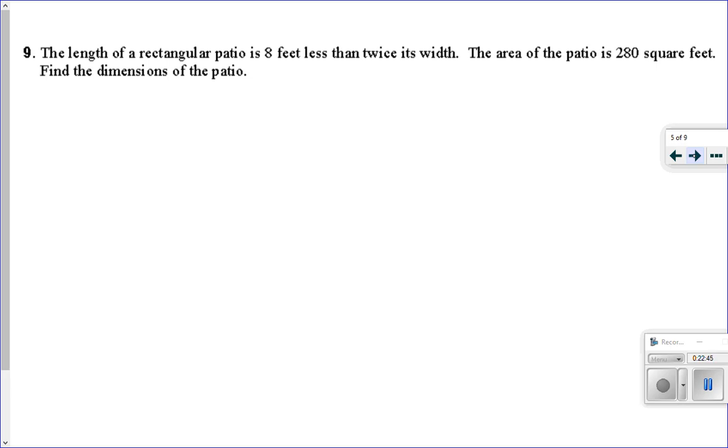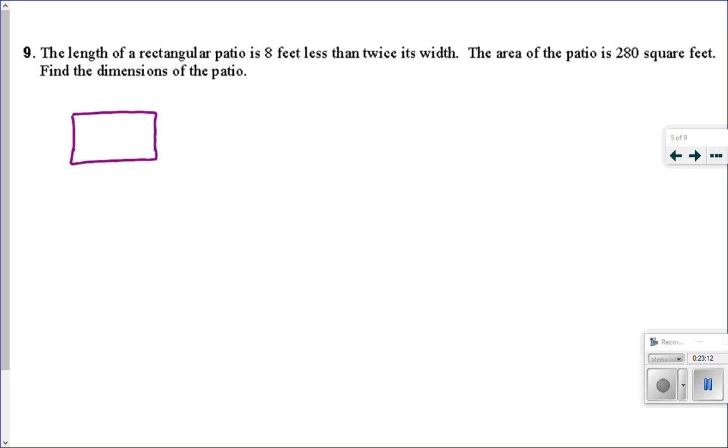We shall see. Okay, so number 9, it says, the length of a rectangular patio is 8 feet less than its width. The area is 280 feet. Find the dimensions. So when it is not provided, you know exactly what I'm going to say. Draw a picture every single time. Most of us are, 99% visual learners. It will help us so much understand this problem to just give ourselves a visual.